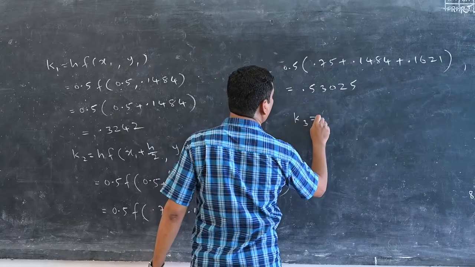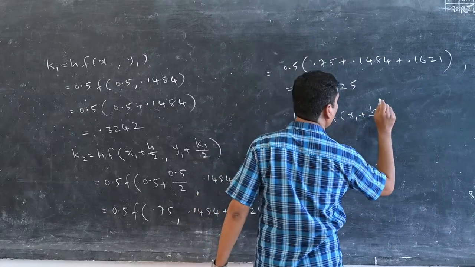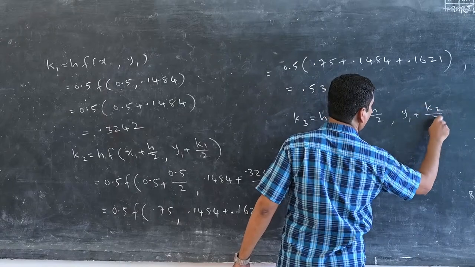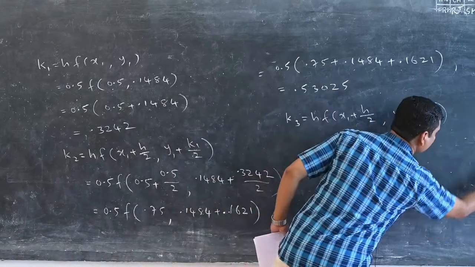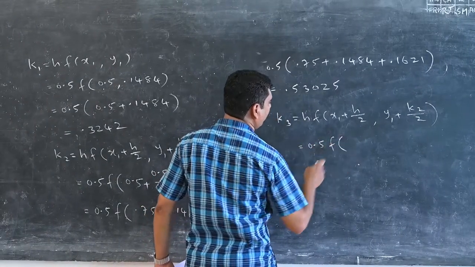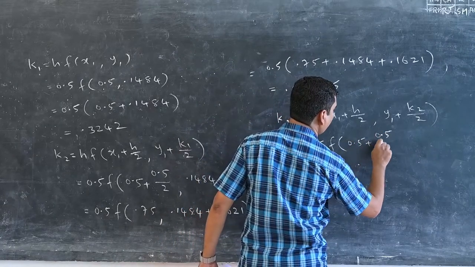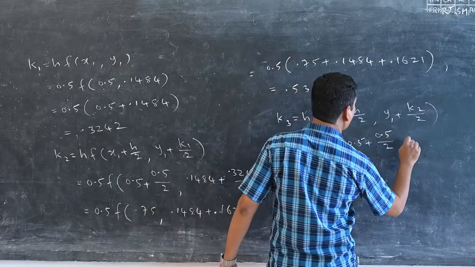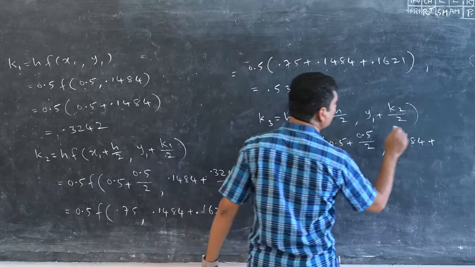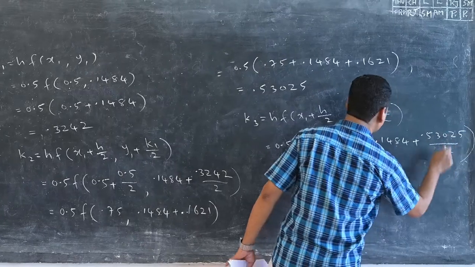Now we find k3. k3 is equal to h into f of x1 plus h by 2, y1 plus k2 divided by 2. Is equal to 0.5 into f of x1 is 0.5 plus h is 0.5 divided by 2, y1 is 0.1484 plus k2, the value of k2 we obtained is 0.53025 divided by 2.